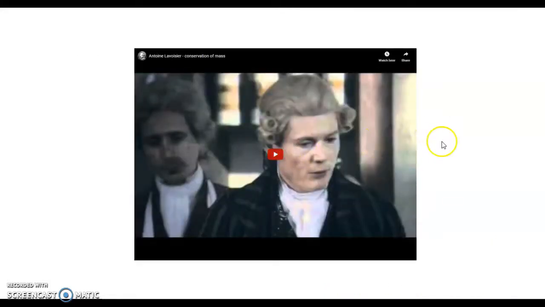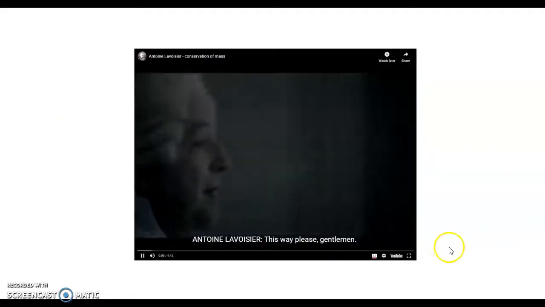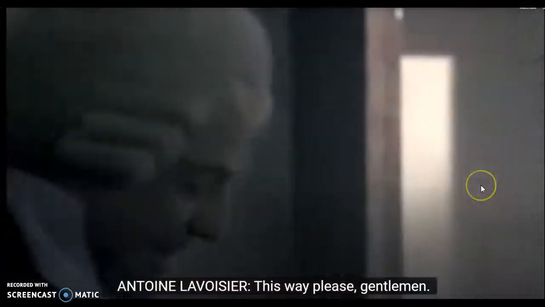All right, this is a man who first came up with the concept of the law of conservation of mass.